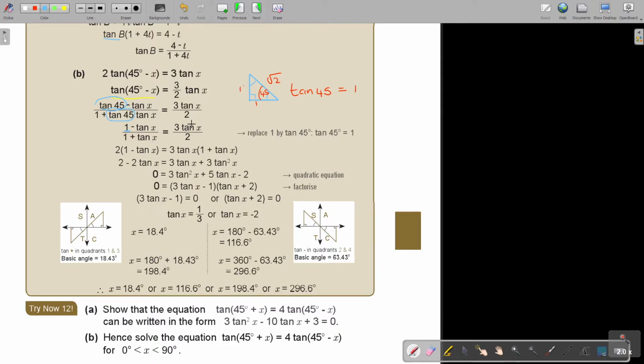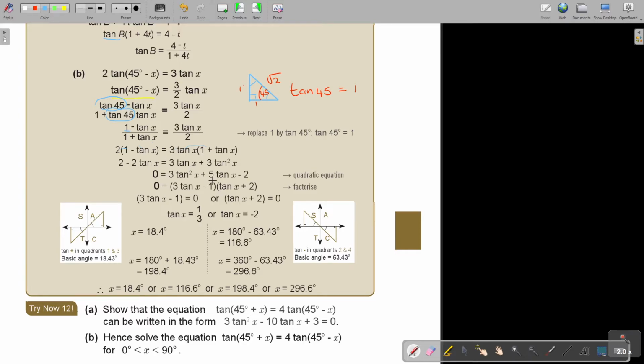And then I'm going to cross multiply, and that's what I did there. And then it's going to be 2, and it's going to be this, and it's going to be this, and it's going to be this. And then I'm going to take everything to one side. Okay, and I'm trying to form a quadratic equation. So if I take this over, it's negative 2, so it's going to come positive.